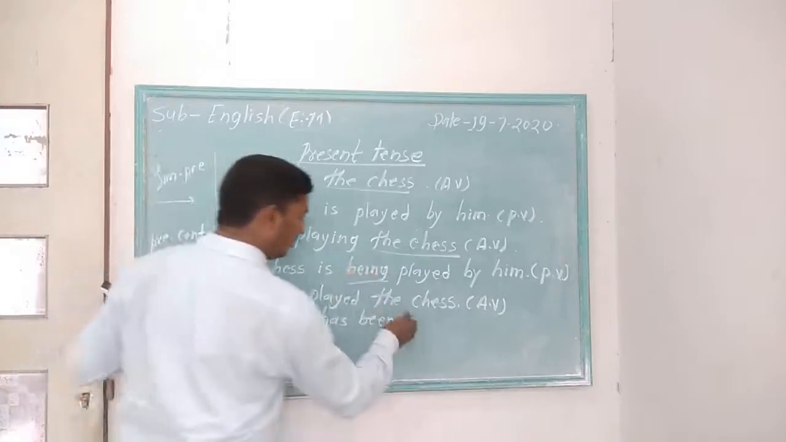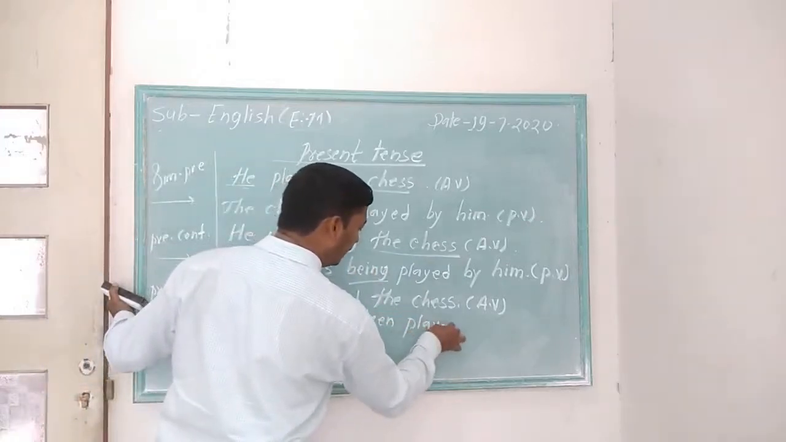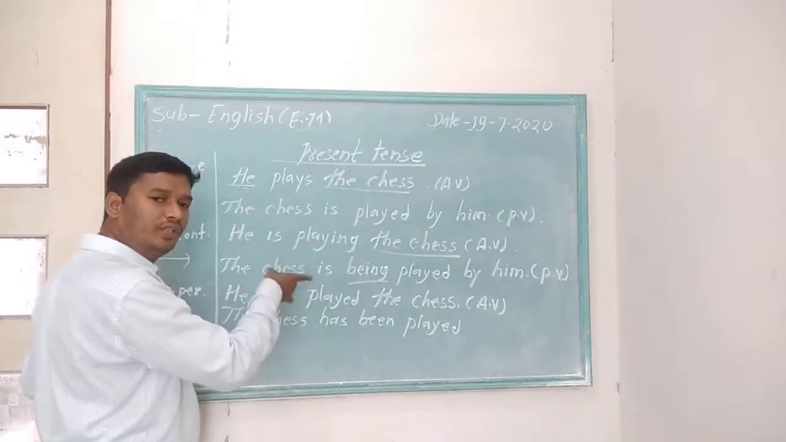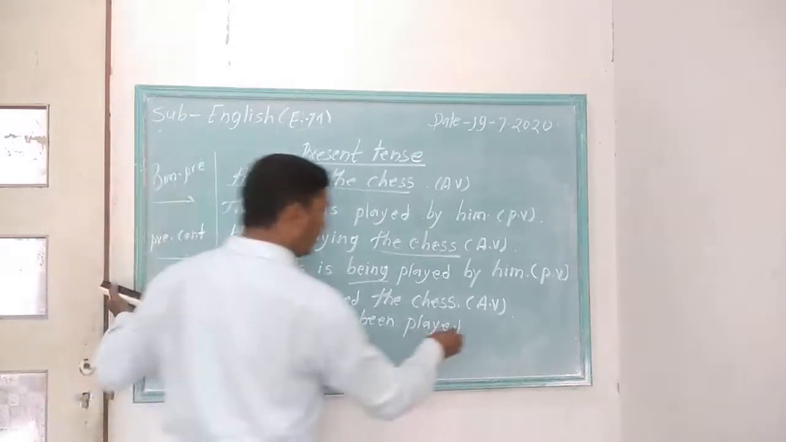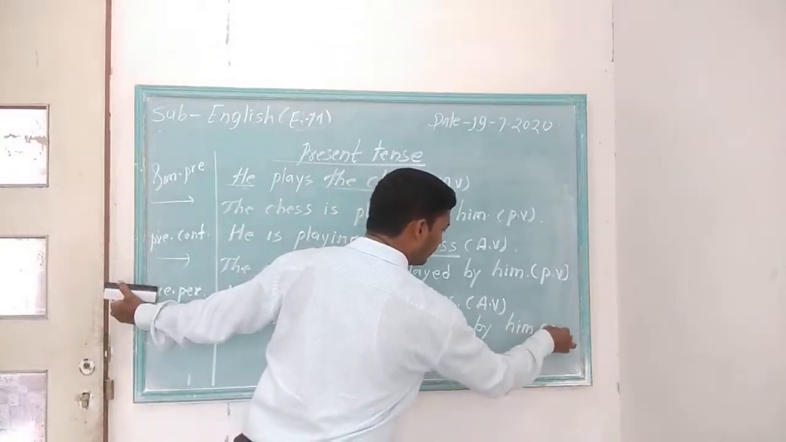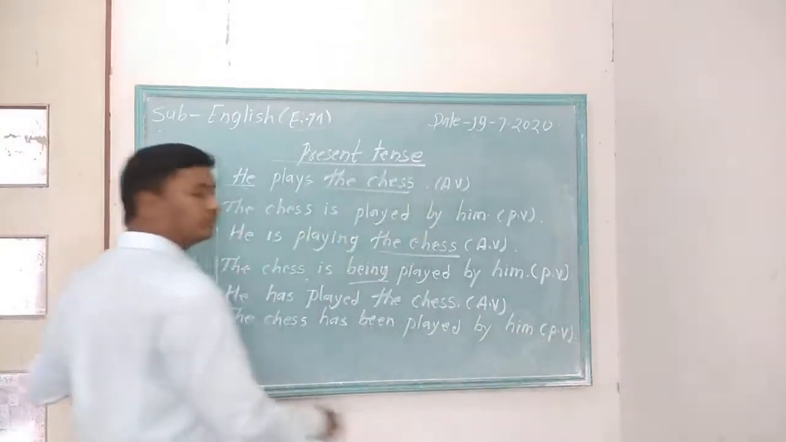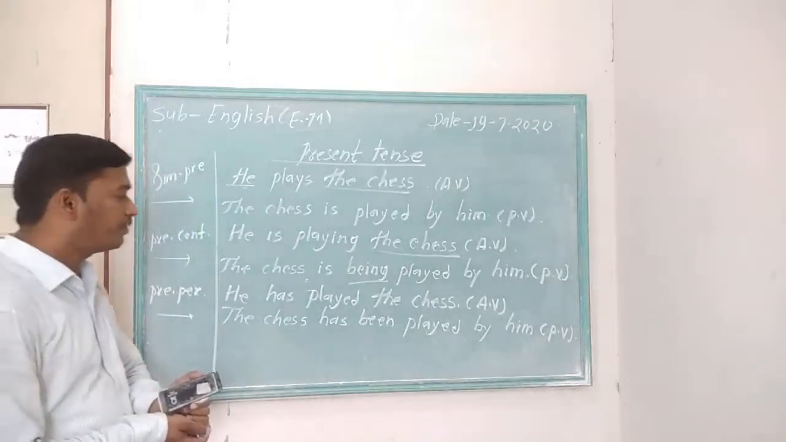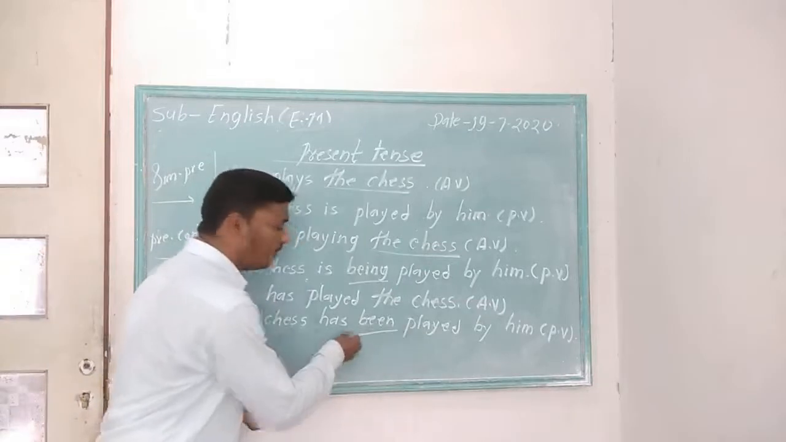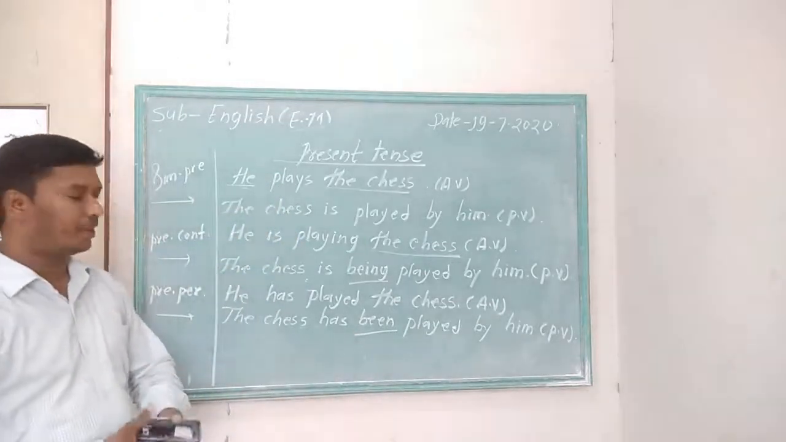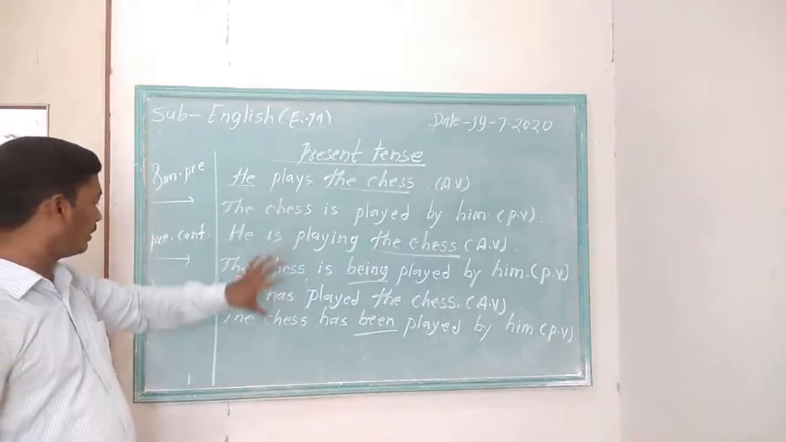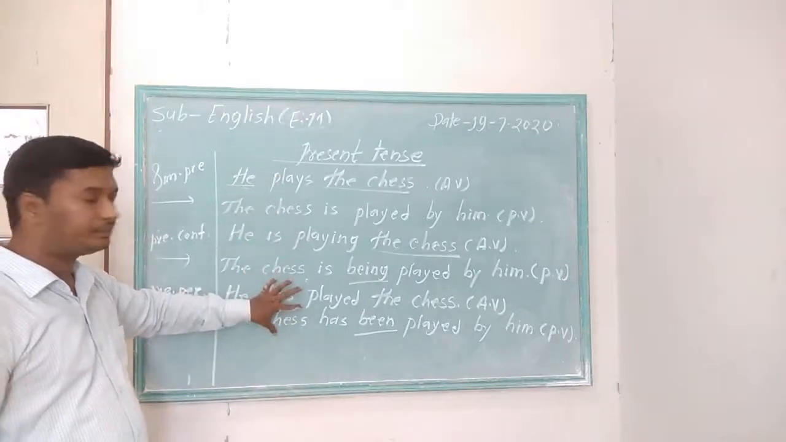Then V3: played into played. It is already in V3, so take it as it is. Then put "by", then he into him. The chess has been played by him. We have just added the word "been" after the auxiliary in passive voice because it is in perfect tense. Simple present, present continuous, and present perfect. Okay.